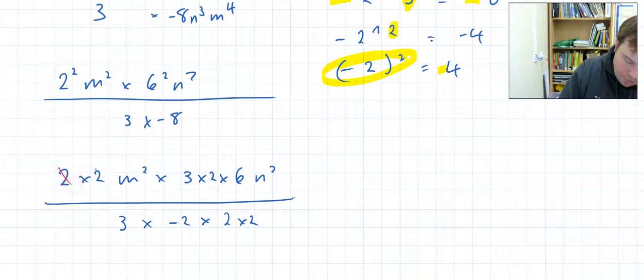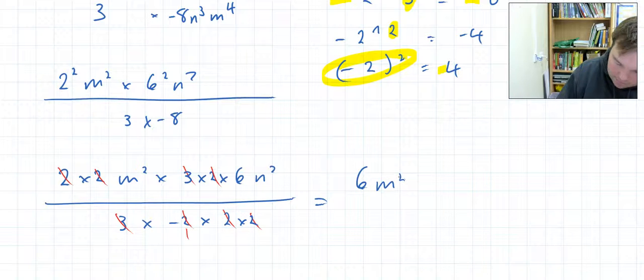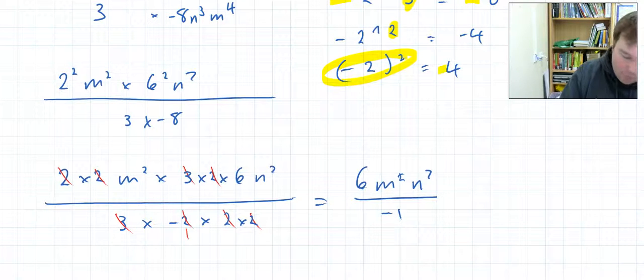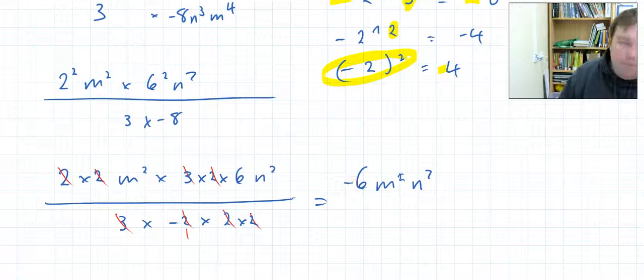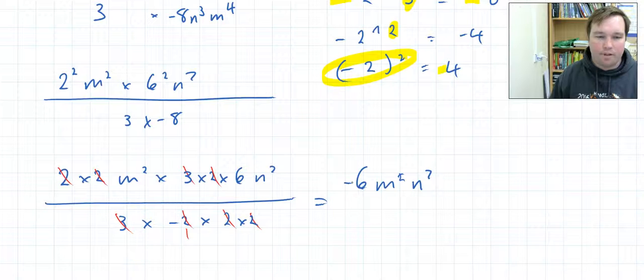Now, that's 3 2s. 3 2s go. Remember, that stays as a -1. That 3 and that 3 go. What we're left with is 6 on the top, m squared n to the 7 over -1. Now, that -1, we would normally just write towards the top, because dividing by -1 is the same as multiplying the top by -1. And that would be our answer.